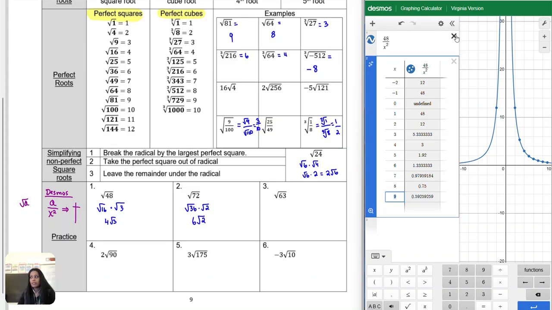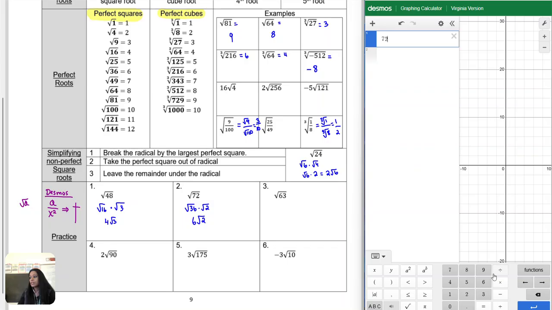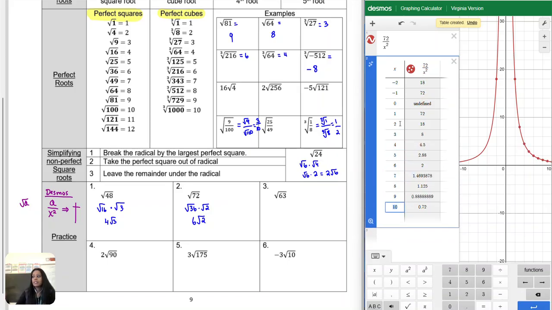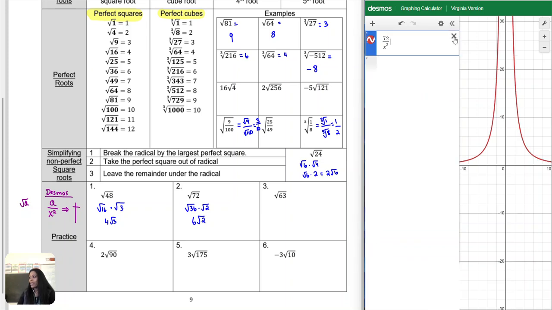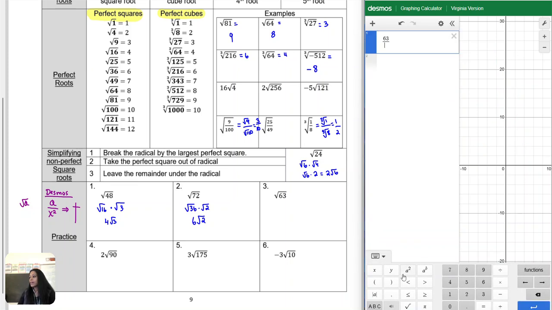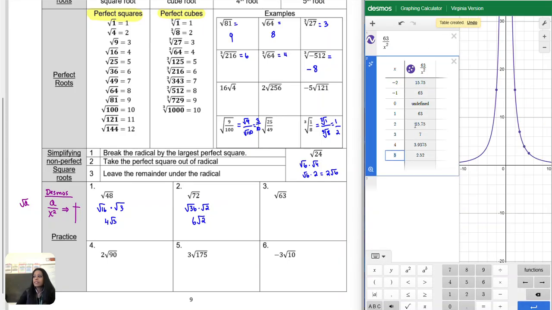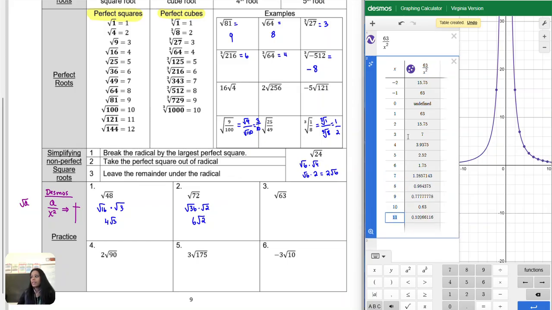Same thing for 72. I'm going to do 72 divided by x squared. Turn it into a table. Press on the last button. Enter, enter, enter till you get to the zeros. And then you go up, and there you go: 6 square root of 2. That's my answer. All right, let's do 63. 63 divided by x squared. Turn it into a table. Click on the last number, enter, enter, enter, and then go up: 3 square root of 7. That's it.